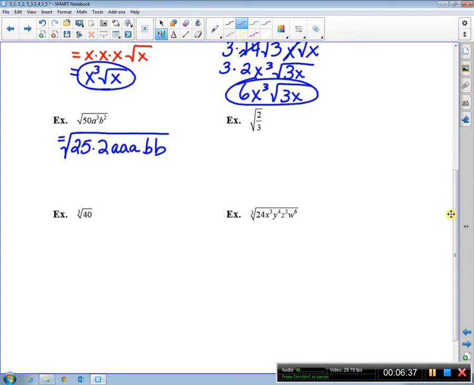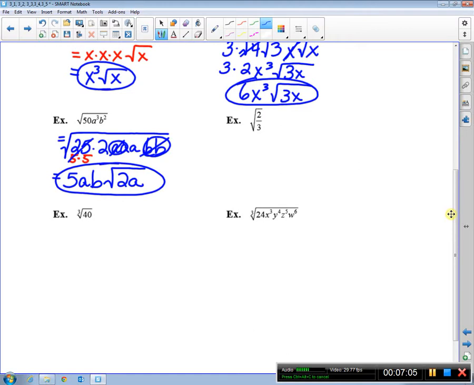So this is 5 times 5, so there's the 5 that's coming out. Or you might just know the square root of 25 is 5. I have 2 a's in there, so an a will come out. 2 b's, so a b comes out. What's left under the radical? 2 and a. Square root of 2a. So 5ab radical 2a.